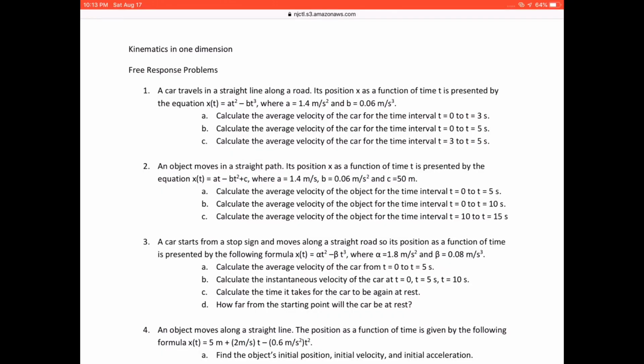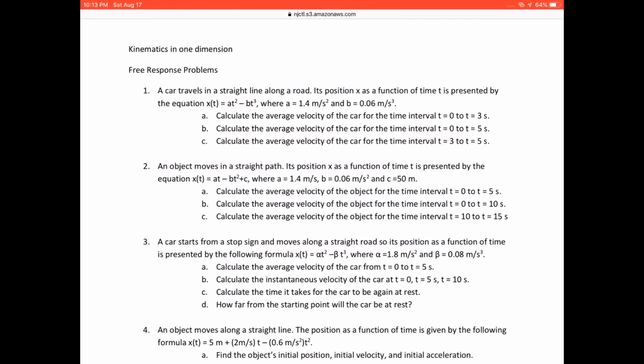For question 3, a car starts from a stop sign and moves along a straight road, so its position as a function of time is given by the following formula: x of t is equal to alpha t squared minus beta t cubed, where alpha is 1.8 meters per second squared and beta is 0.08 meters per second cubed.